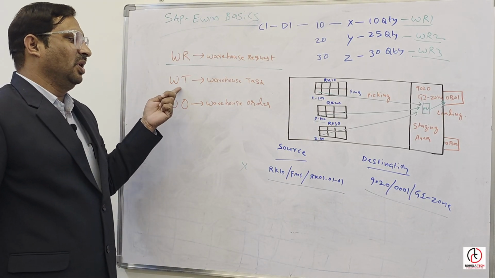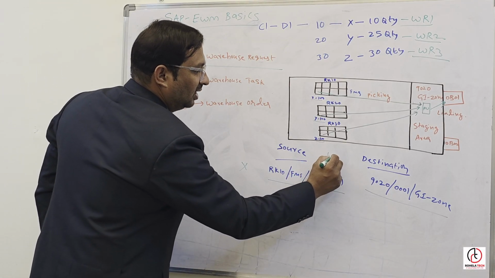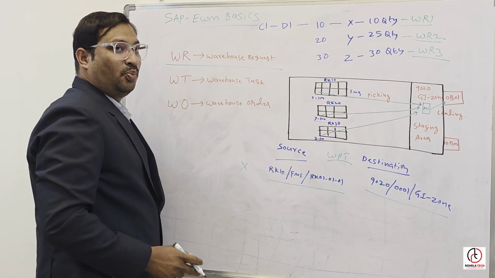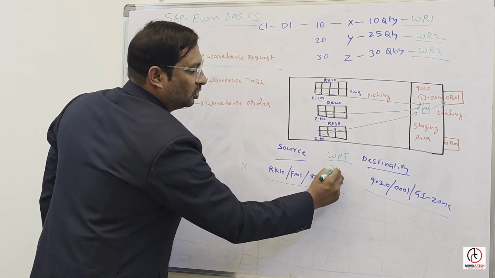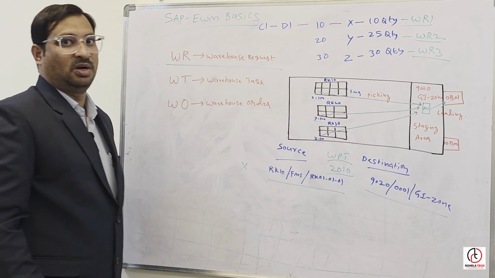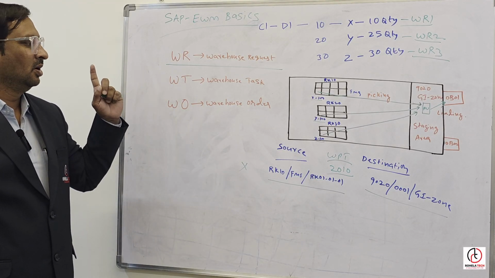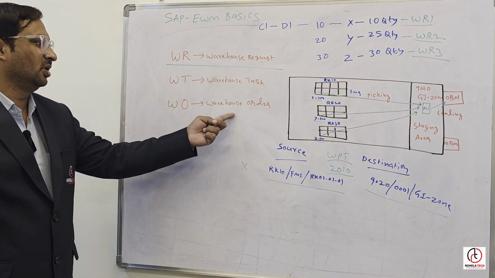So to create the warehouse task, WPT, warehouse process type, is mandatory. So in the simple outbound process, 2010 WPT is required. Without WPT, we can't create any warehouse task. Okay. Next we will move to warehouse order.